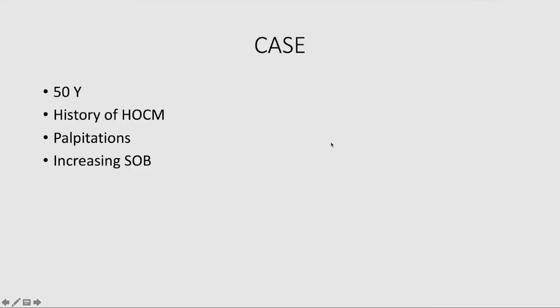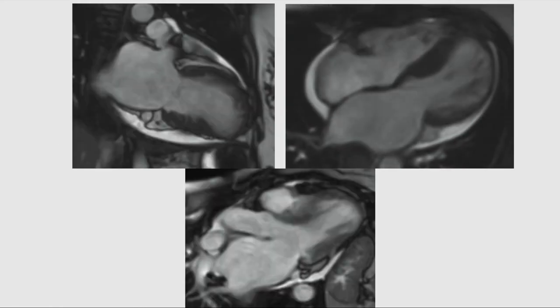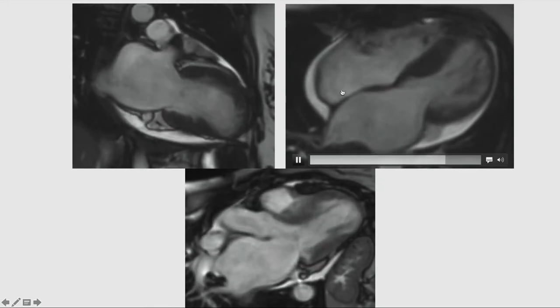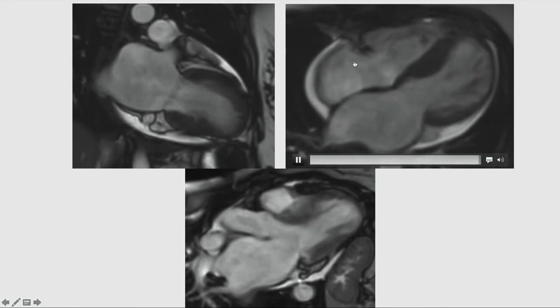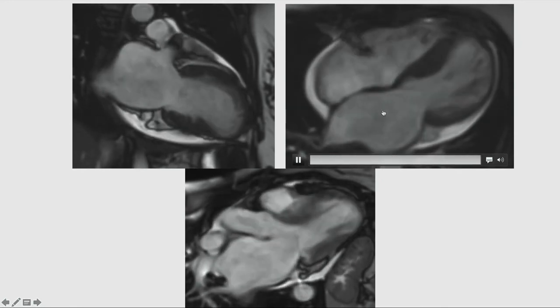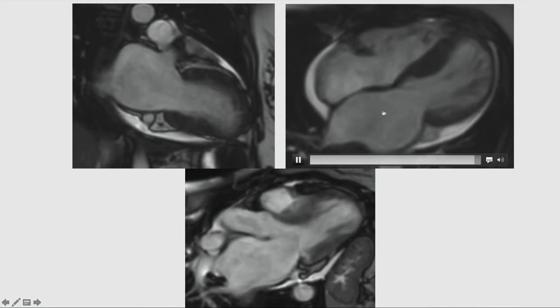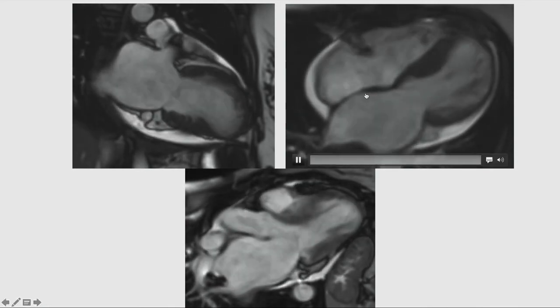Coming to the next case, this patient was a 50 year old female who had a long-standing history of HCM and is on follow-up, but the present complaints are increasing frequency of palpitations as well as shortness of breath on exertion. So what do you see on an MRI? On MRI, the most striking feature at first glance is dilatation of both the atria. You can also see abnormal shuddering of the atrial walls. This is because this patient was in atrial fibrillation during the scan.